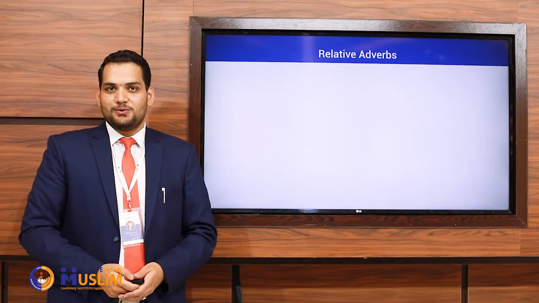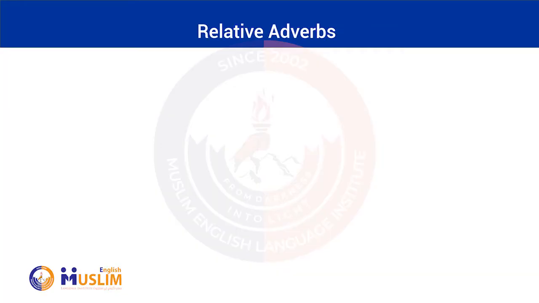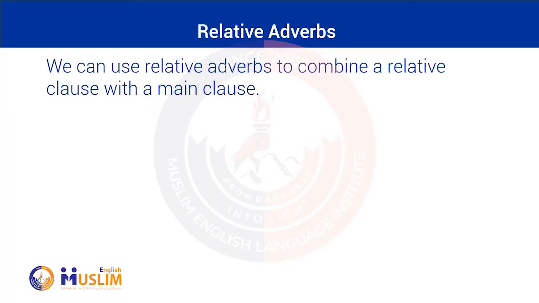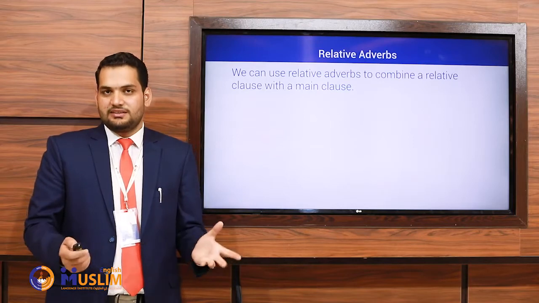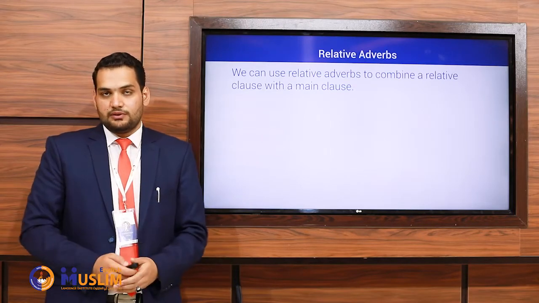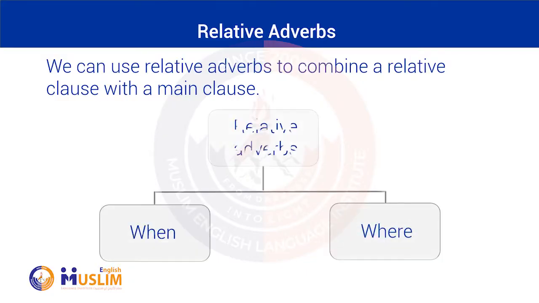Let's talk about relative adverbs. We can use relative adverbs to combine a relative clause with a main clause. Remember, this is the last type of relative markers or markers of adjective clause. We have two relative adverbs in English grammar, when and where. Let's talk about the first one, when.